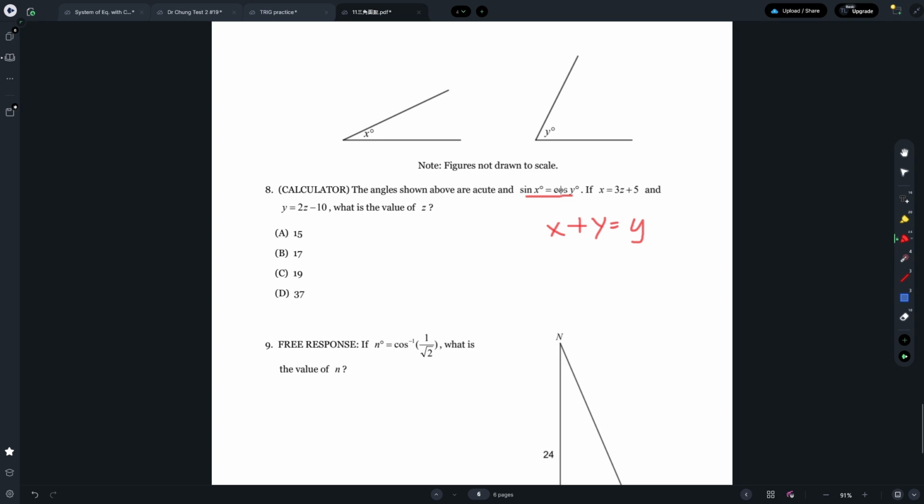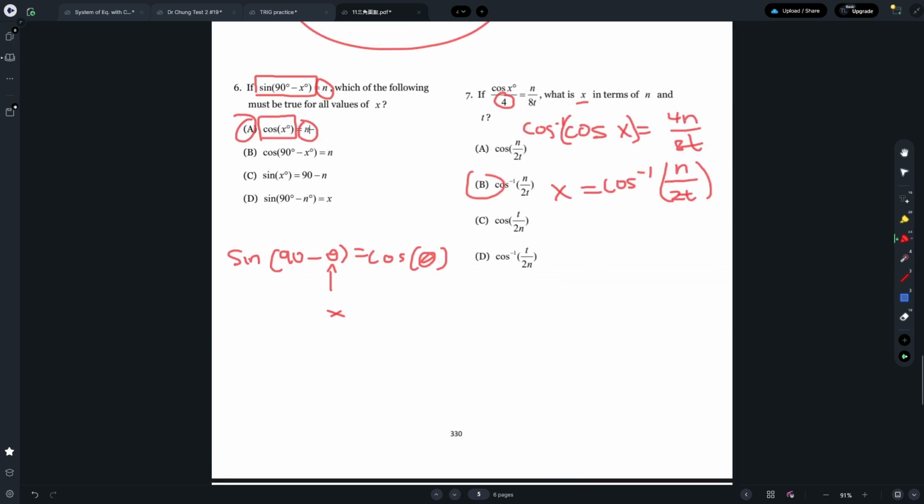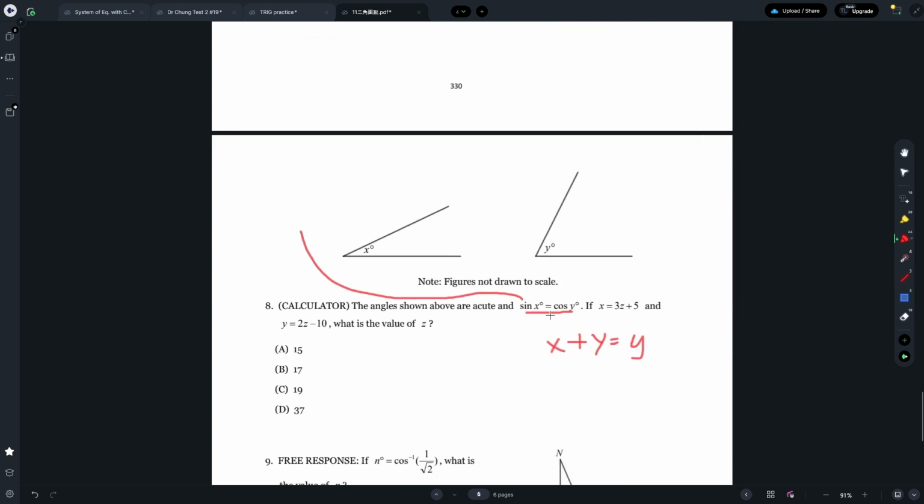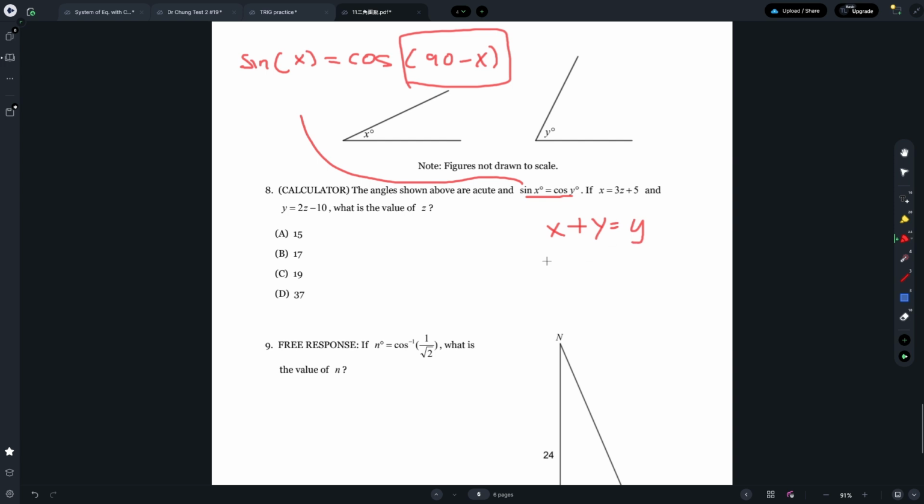Reason being, if they're equal to each other, this kind of looks like what we learned before. So if we want to keep sine x, we would also know that it equals cosine of 90 minus x. And we know 90 minus x equals y. Sorry, I don't know why I put y there. And if we add x to both sides, we get 90 equals x plus y, which is this.